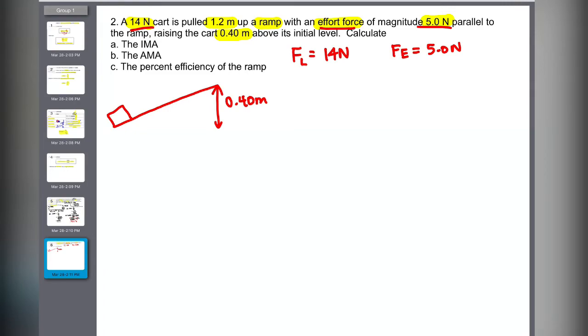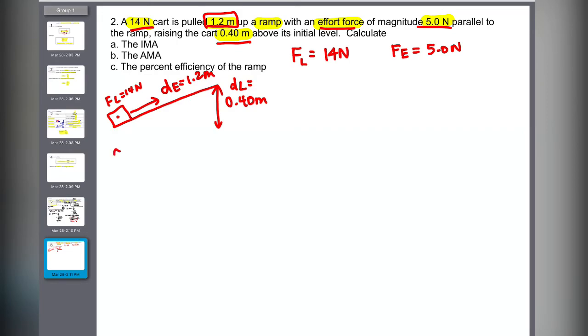And then it tells you that this 14 Newton cart, this is your FL, which is 14, and it moves it for, this is your DE, the distance of the effort, because you would push it 1.2 meters long, and then you have raised it, so this distance is the load distance. Like you actually want to lift it up with the height.